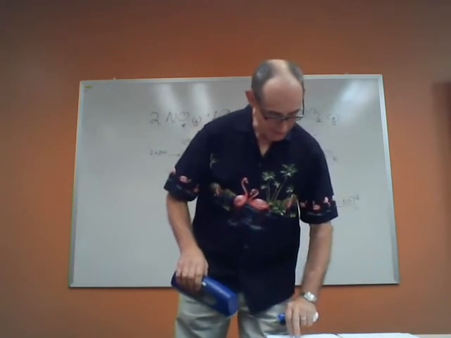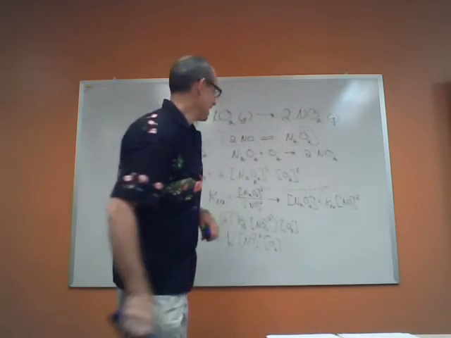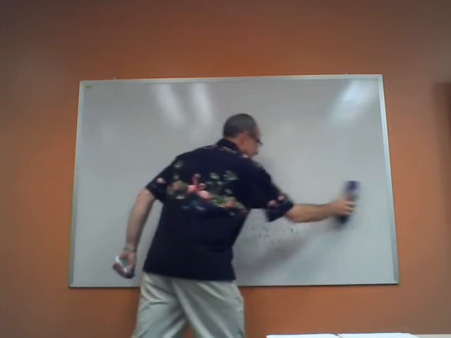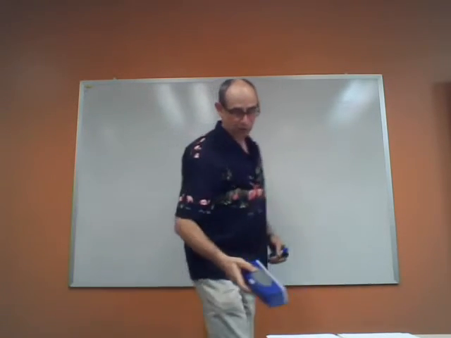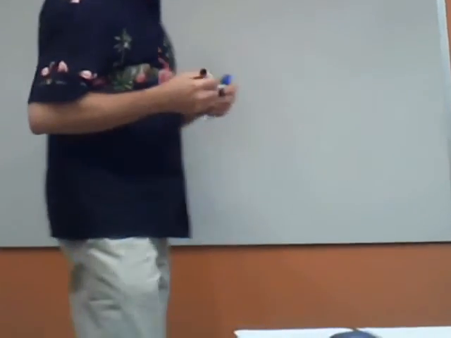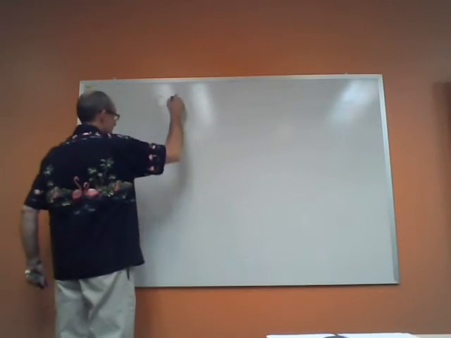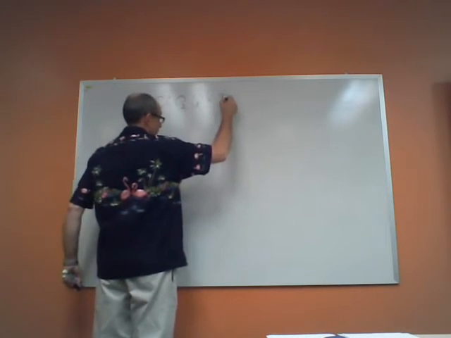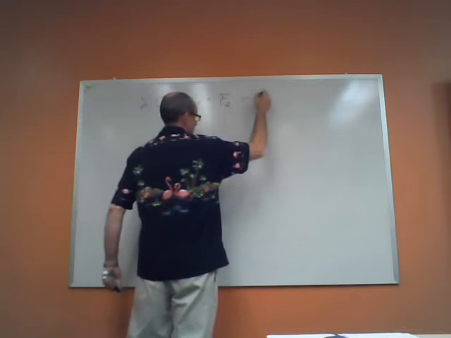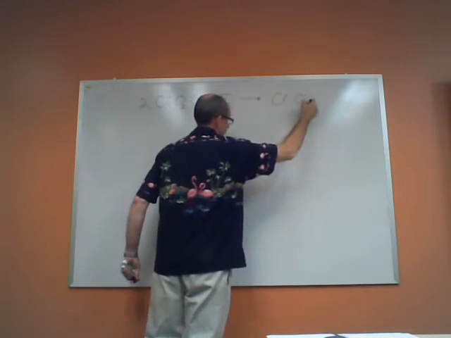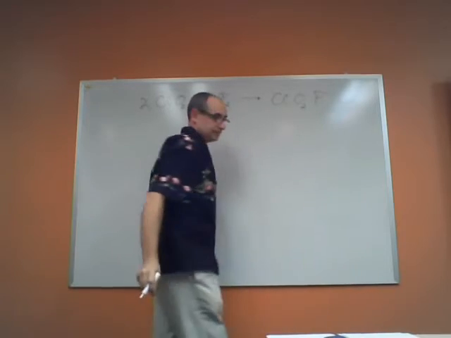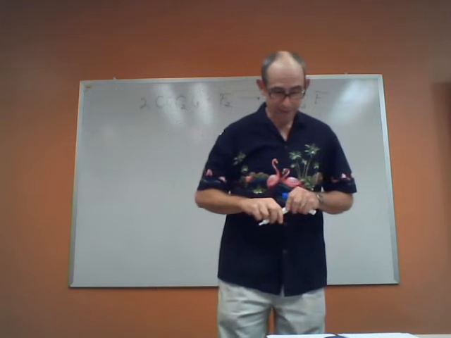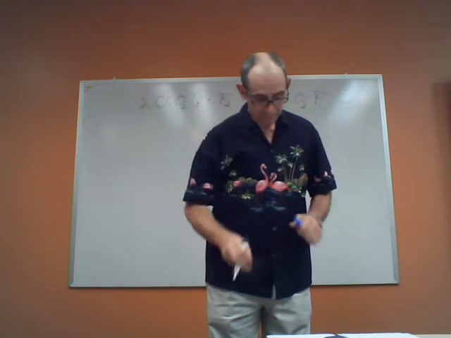Let's look at the second question here. And this involves another reaction of chlorine dioxide reacting with fluorine. So our overall equation is ClO2 plus F2, and I need two of those, and they form ClO2F. And two of those. You always got to start with a balanced equation.